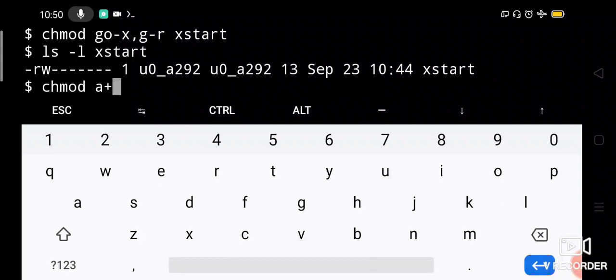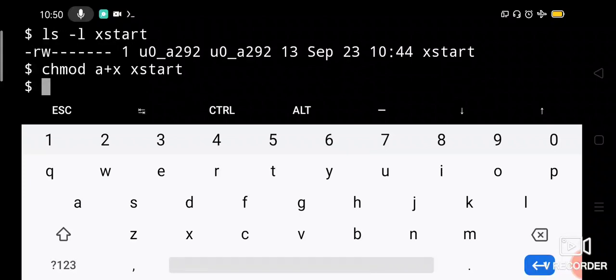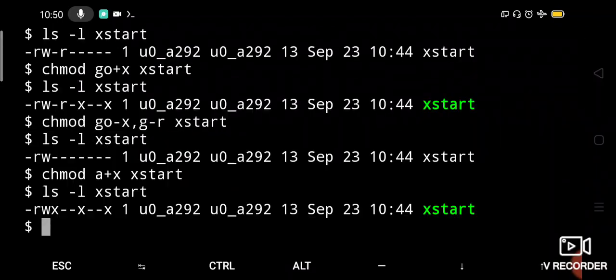So you can give execution permission for all category of users. Let us say a+x, execution permission. Okay, a+x, then the name of the file. You can say ugo also, and you can say simply +x also, it will work. So now for all category of users, execution permission is given. Let us check. Yes, right. Previously we didn't have execution permission for any category of users, but now we have execution permission for all category of users, right? So that is how you can specify.